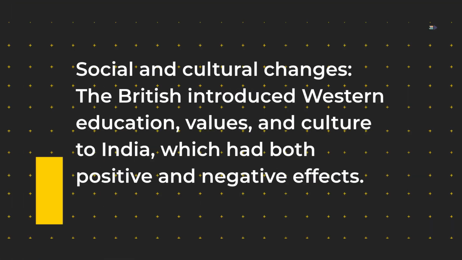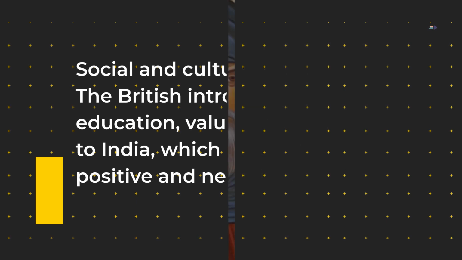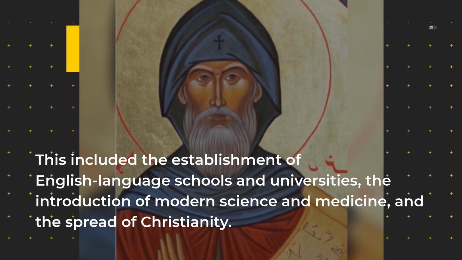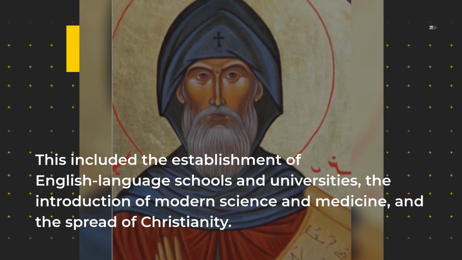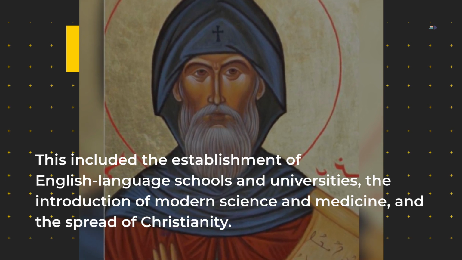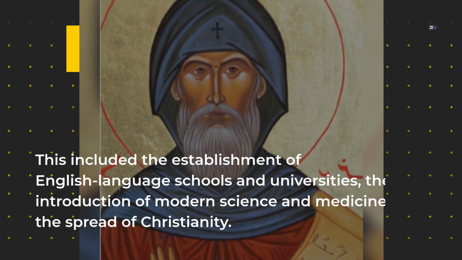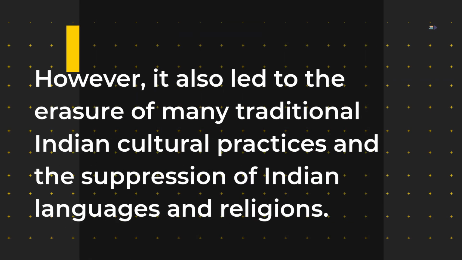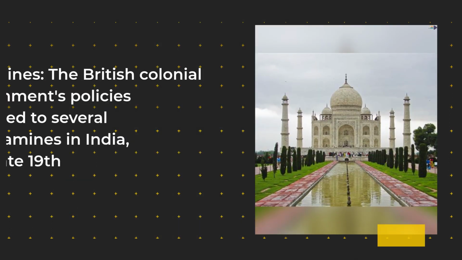Social and cultural changes. The British introduced Western education, values, and culture to India, which had both positive and negative effects. This included the establishment of English language schools and universities, the introduction of modern science and medicine, and the spread of Christianity. However, it also led to the erasure of many traditional Indian cultural practices and the suppression of Indian languages and religions.